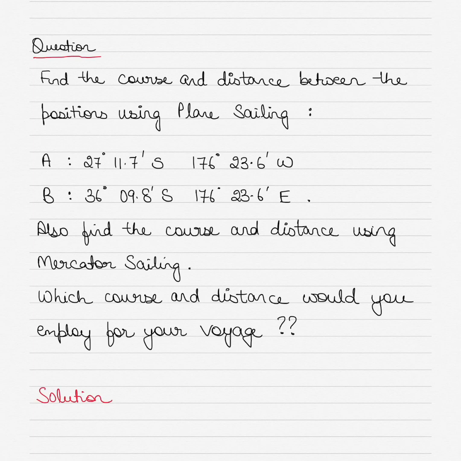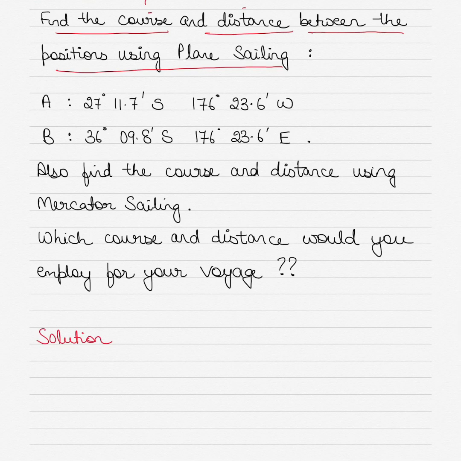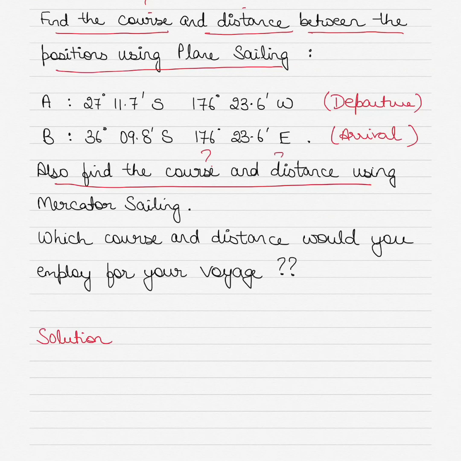The question says that you have to find the course and the distance between the positions given to you using plane sailing first. The positions are given as A and B. A is of course the departure position and B is the arrival position, so I can write that down here. This is the departure position and this is the arrival position. You also have to find the course and distance using Mercator sailing, and then decide which course and distance you would choose for your voyage, and why. Alright, so let's get started.